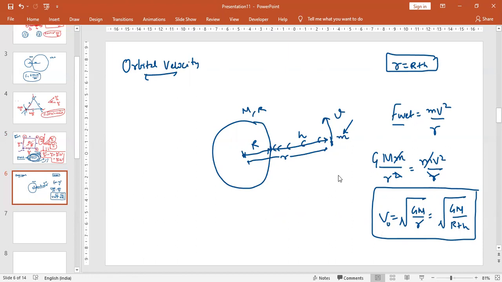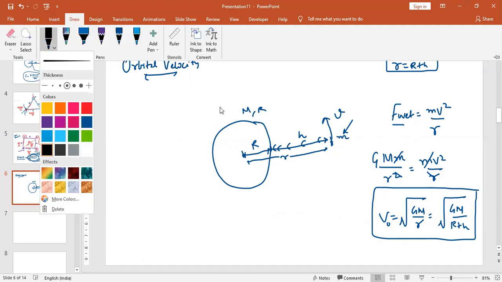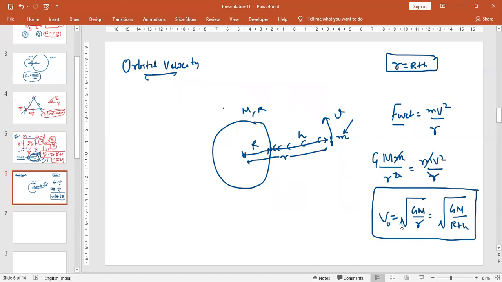Any doubt, Ram? Was it clear? Clear, sir. Okay. Now, from here, we can derive Kepler's first law.